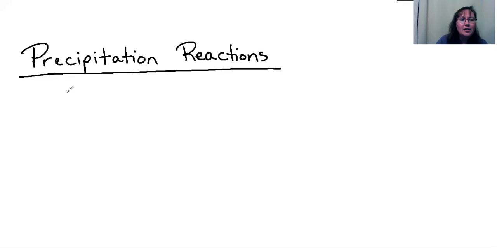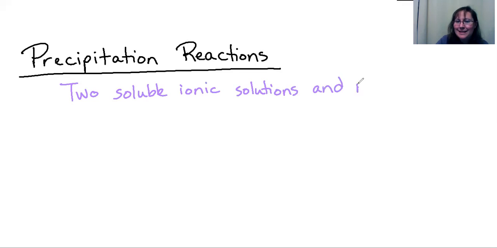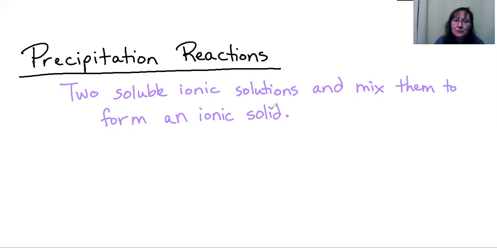So in a precipitation reaction, what we do is we take 2 soluble ionic solutions and mix them to form an ionic solid, or an ionic compound that is a solid. And this solid is called a precipitate.